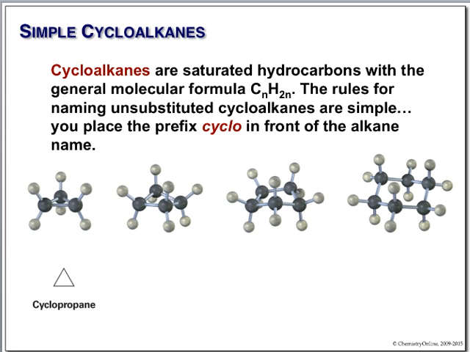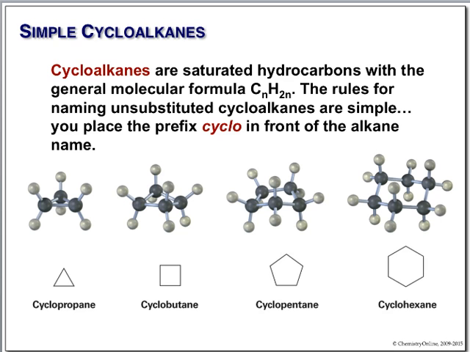That would be a butane. So this is quite simply cyclobutane. Five carbons, cyclopentane. Six, that's a hexane. So this is cyclohexane. Very simple concept. If you're just naming the ring without substituents, you just look to see how many carbons you have in the ring. It's the alkane parent plus cyclo. Any questions?